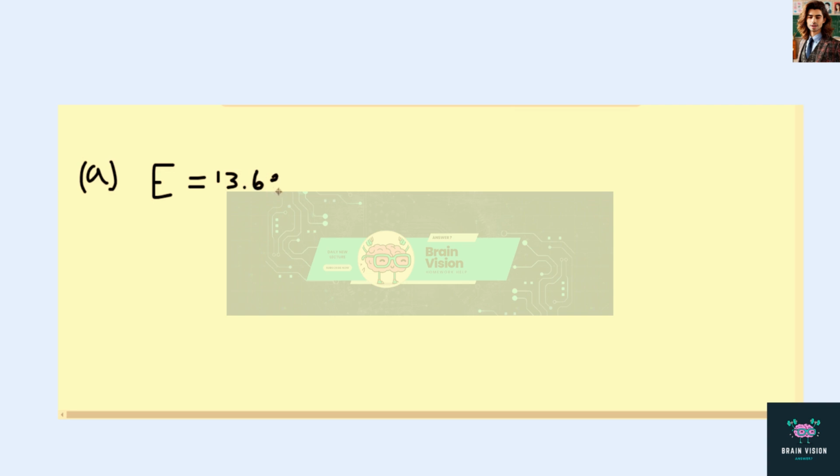multiplied by the difference between the final state, which is 1 over 2 squared, minus the initial state, 1 over 3 squared. So carrying out this operation gives us our energy value of the photon. Plugging these values in and carrying this out, we find that this is equal to 1.89 electron volts.